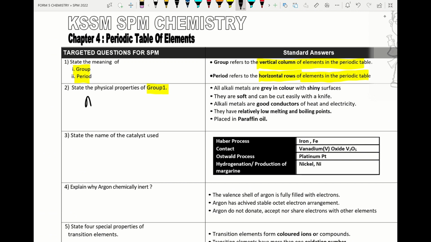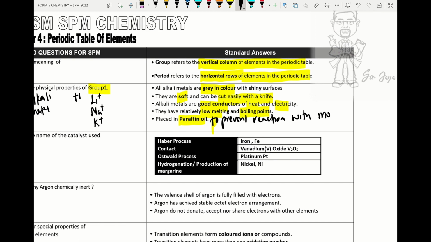Please remember group 1 elements are known as alkali metals, and these elements from group 1 metal form cations with positive 1 charges. For example, lithium 1 positive, sodium 1 positive, and potassium 1 positive. So we try to check their physical properties. They are soft metals, can be cut by using a knife. They have a shiny gray surface, are good conductors of heat and electricity, and relatively all group 1 elements or alkali metals have low melting and boiling points, and these elements must be kept in paraffin to prevent reaction with moisture. Alright, so moisture means reaction with oxygen and also water vapor from the air.